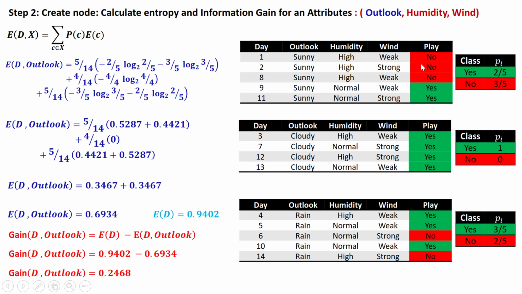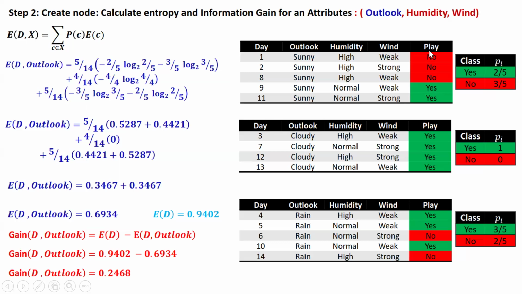So what we are going to do is calculate how many observations there are. Out of 14 observations, 5 days the outlook is sunny, which is 5 by 14. And how many days is it cloudy? It is 4 days cloudy. And how many days is it rainy? It is 5 days rain. So that is the reason it is 5 by 14, 4 by 14, and again 5 by 14.